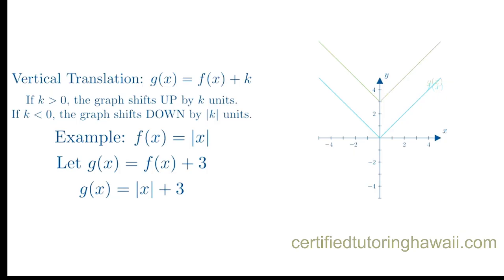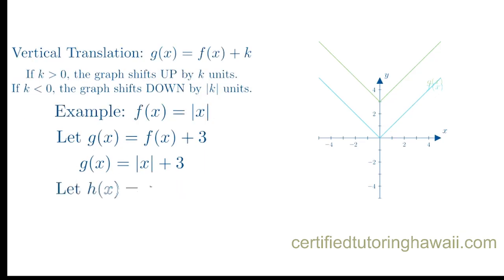Every point on the graph of f(x) moves up 3 units. For example, the vertex moves from (0, 0) to (0, 3). Notice how the entire shape of the graph remains the same, only its position has changed. What if we subtracted a value?